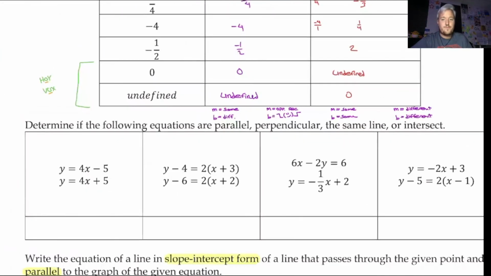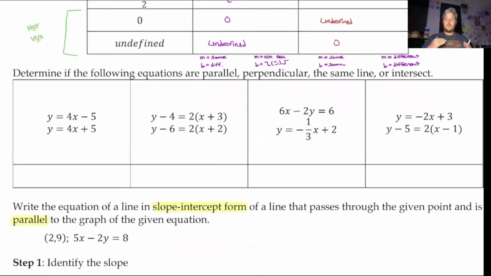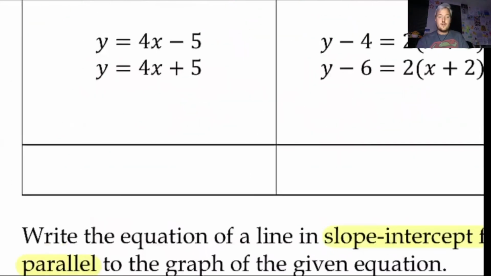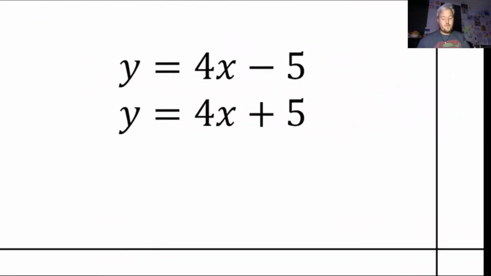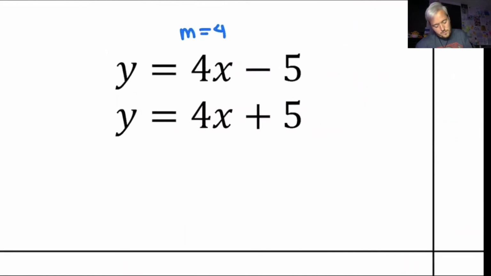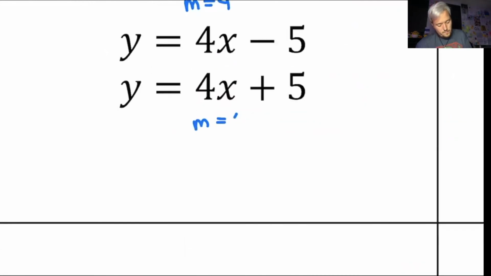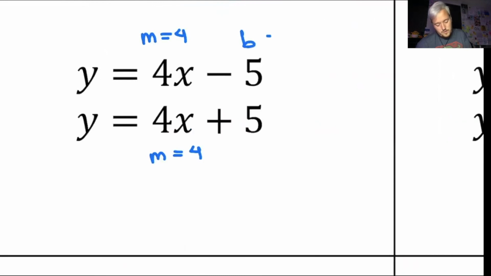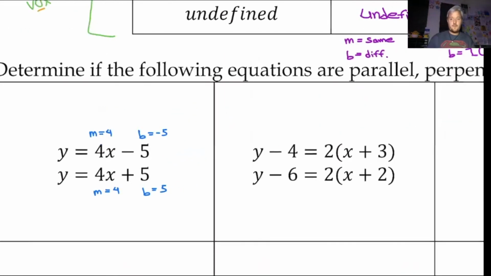Okay, so notice how I wrote it in terms of the slope and the y-intercept. So I'm going to make sure all these equations are in slope-intercept form if they're not already. All right, so looking here. The first equation here, we have y equals 4x minus 5 and y equals 4x plus 5. So the slopes are the same. However, the b values are different. So if the slopes are the same and the b values are different, that means these are going to be parallel.